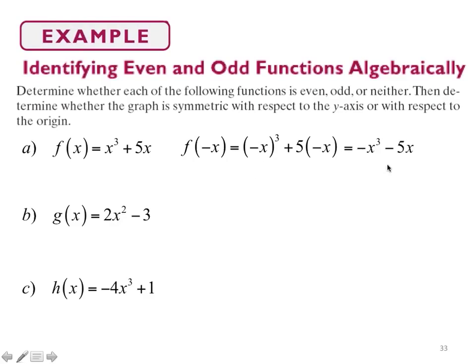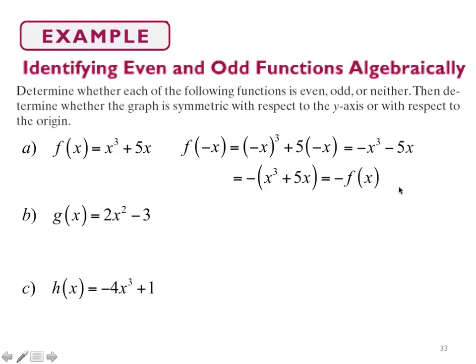Now if this is the same as your original equation, then you have something that is even, meaning that it's symmetric with respect to the y-axis. But if you take this and make the whole thing negative, so we have the negative of -x cubed minus 5x, and this is the same as your original, then it means that it's symmetric with respect to the origin. So if you take the original and make it negative, you end up with the exact same thing here, which is just -f of x.